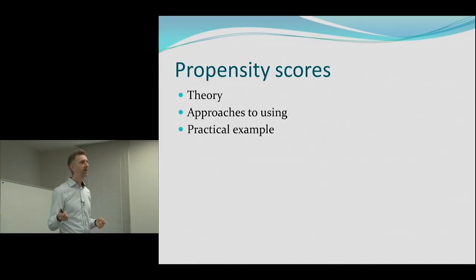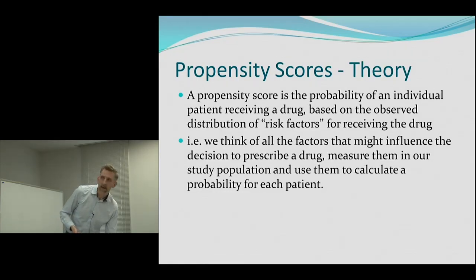Which brings us on to propensity scores and how I think they can help us to avoid this problem. So we'll talk about the theory, approaches to using them, and we'll use a practical example to take us through how this works. So the theory is that the propensity score itself is simply the probability that an individual would receive a drug based on the observed distribution of risk factors for receiving the drug. And I'll talk you through an example so you can see intuitively how this works.